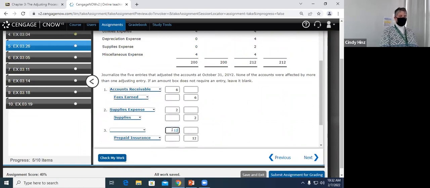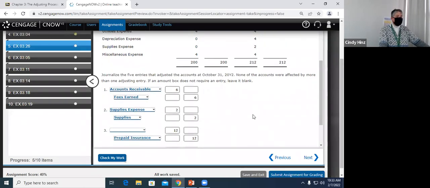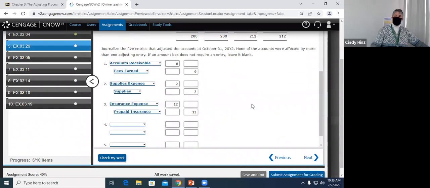So we know we need a debit to some related account. Prepaid insurance is an asset. It's on the balance sheet, so we know the other account must be on the income statement. What's the related account here? Insurance expense, exactly. So as time passes and that insurance policy lapses, we need to record the expense. We need to move it off the balance sheet. It's no longer an asset for us and onto the income statement as an expense.